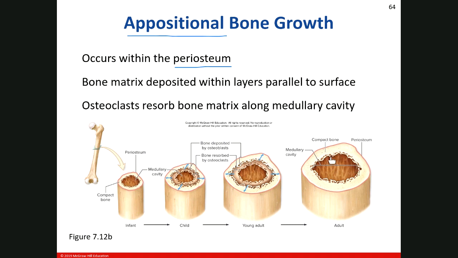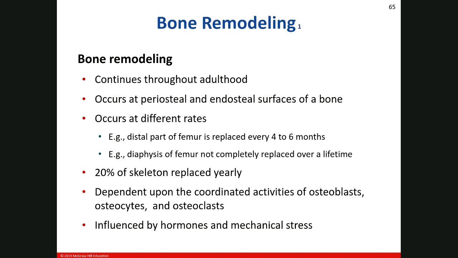And at one point, it was much smaller, like a little stick. And then it just kept growing out and growing out, and as it got thicker and wider, the inside became more hollow, just through the remodeling process. So that's how we get appositional bone growth, and that's a perfect place to stop for today.